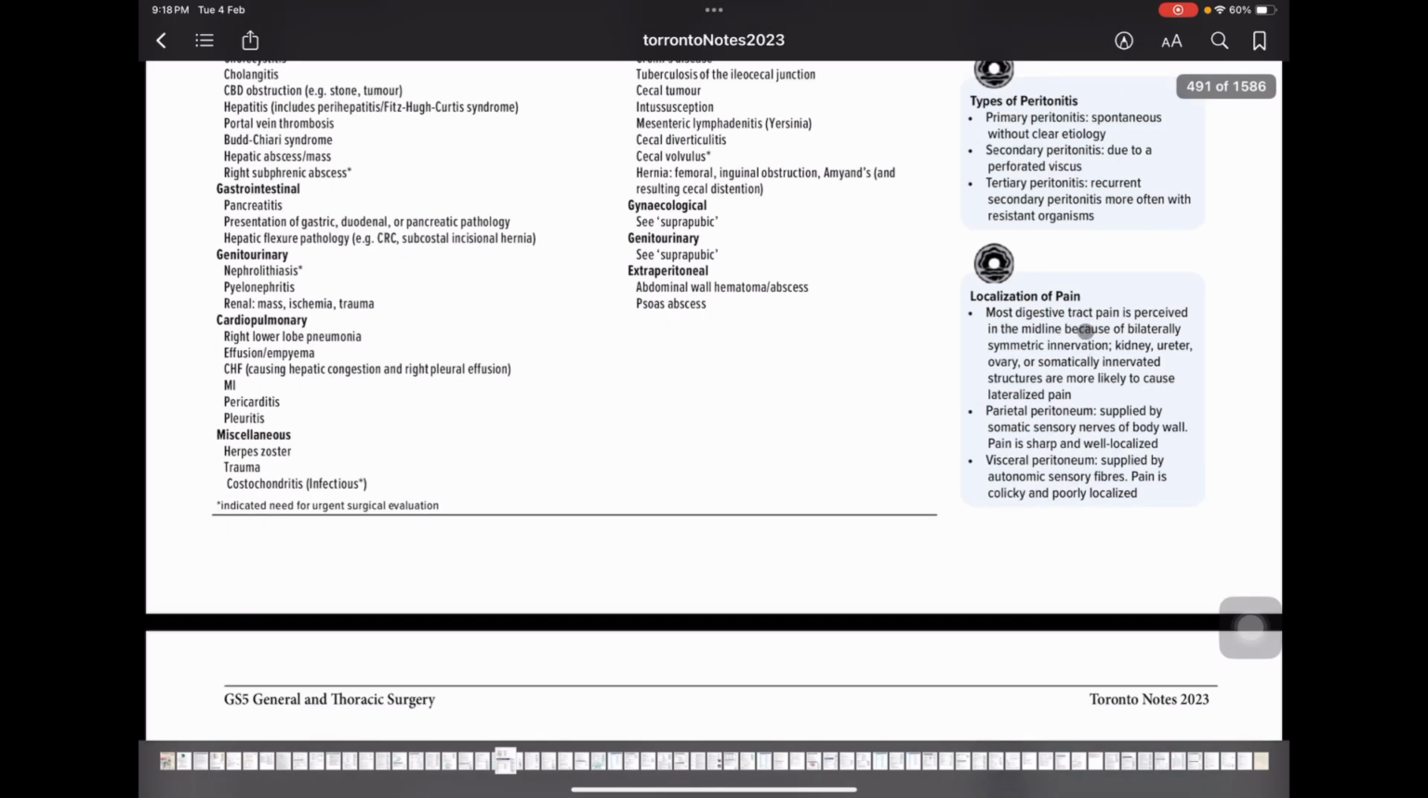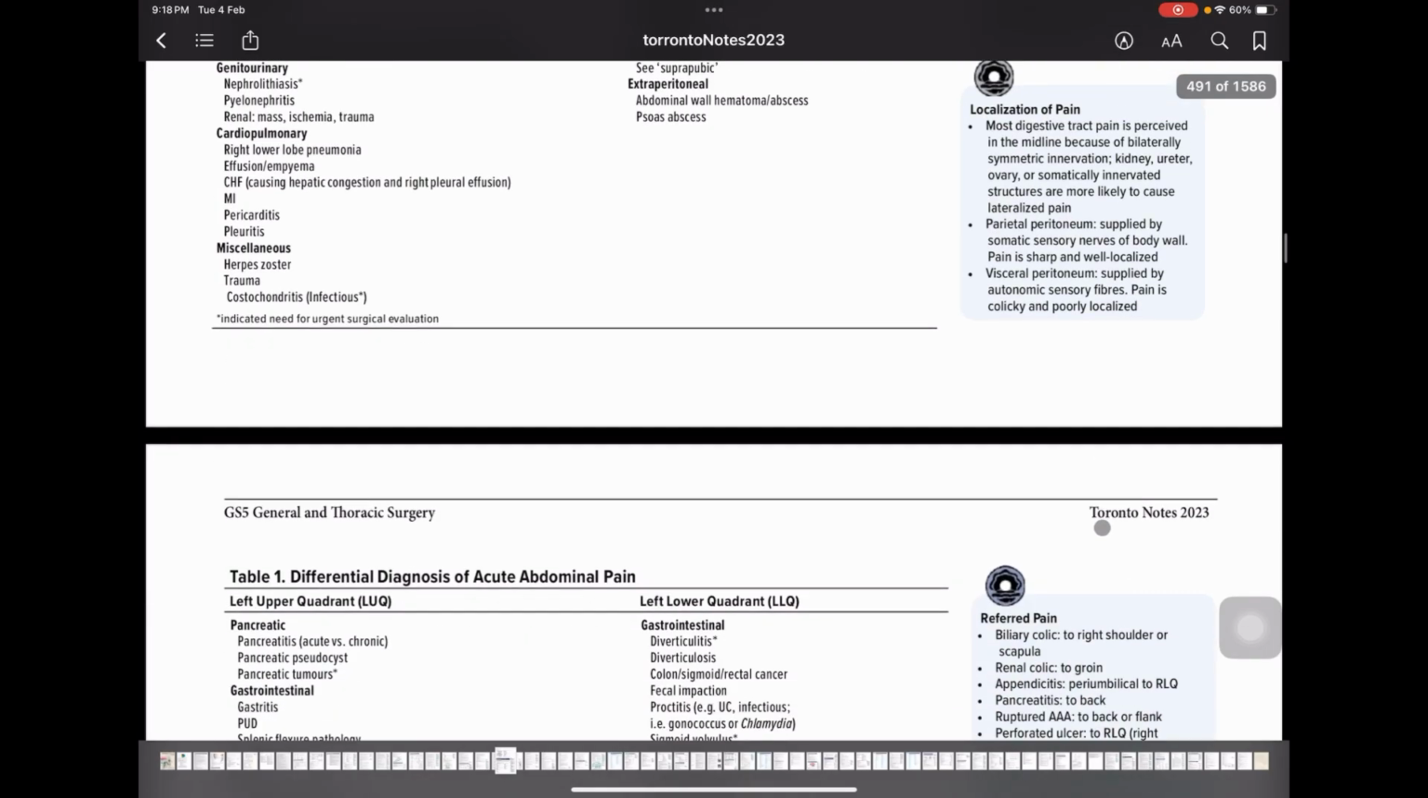Localization of the pain: most digestive tract pain is perceived in the midline because of the bilateral symmetric innervation. Kidney, ureter, ovary, somatically innervated structures are more likely to cause lateralized pain. The parietal peritoneum is the one covering from outside, supplied by somatic sensory nerves of the body wall. Pain is sharp and well localized. So we have learned previously in gastroenterology as well that parietal pain is sharp and localized, whereas visceral pain is supplied by autonomic sensory nerves, so pain is colicky and poorly localized.